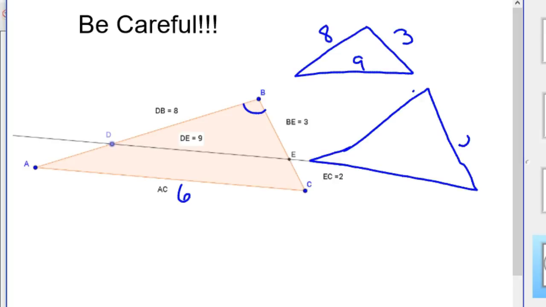But this one would be 5, because you'd add up the 3 and the 2. This would be X. We don't know it. That's the AC. Got a little glitch there in my board. So let's give it a shot.